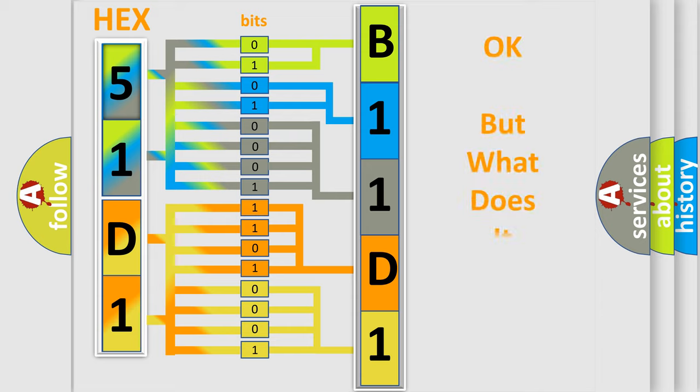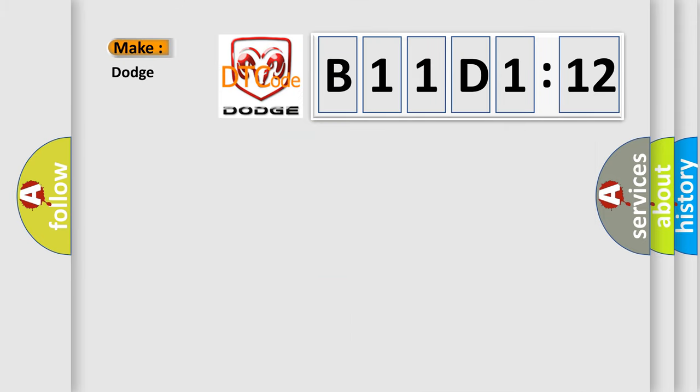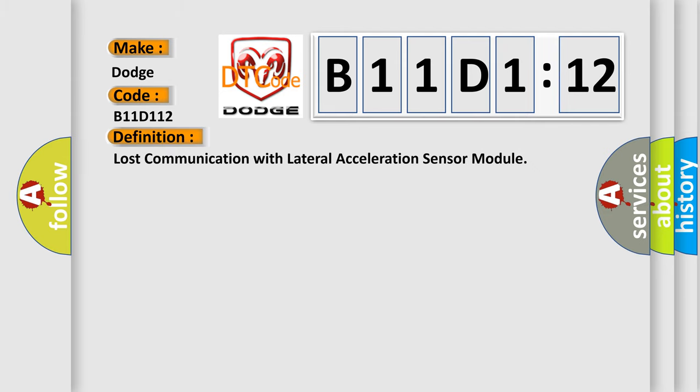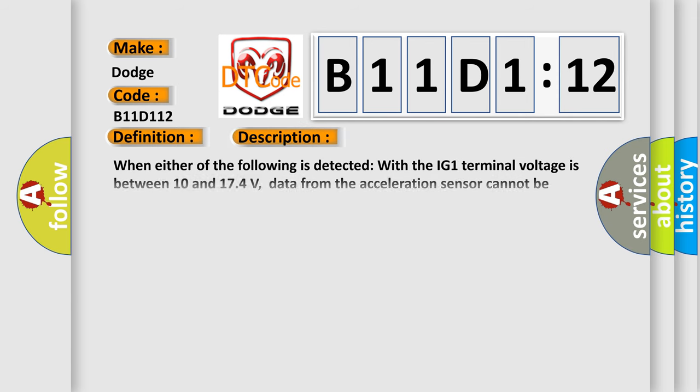The number itself does not make sense to us if we cannot assign information about it to what it actually expresses. So, what does the Diagnostic Trouble Code B11D112 interpret specifically for Dodge car manufacturers? The basic definition is lost communication with lateral acceleration sensor module. And now this is a short description of this DTC code.